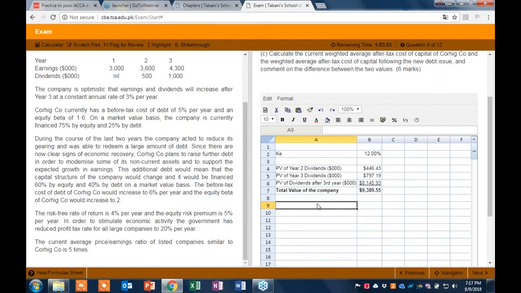So this is the total value of the company based on future dividends. Any questions?